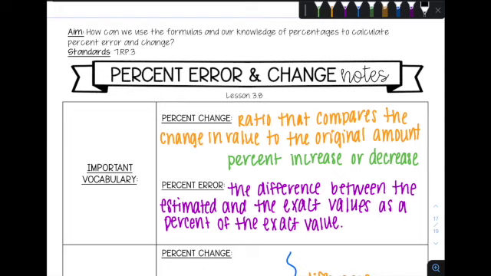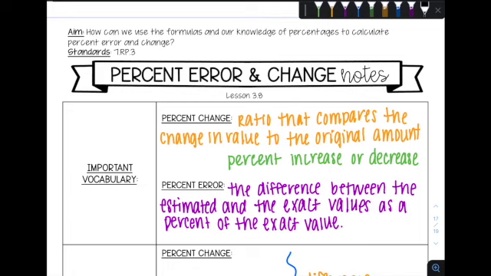Again, let's go over some important vocabulary before we go over the concepts and the formulas that you need to know. Percent change is going to be a ratio that compares the change in value to the original amount. So essentially you're finding out the percent of the increase or the decrease between the two numbers that are given to you or that you want to find the percent change for.